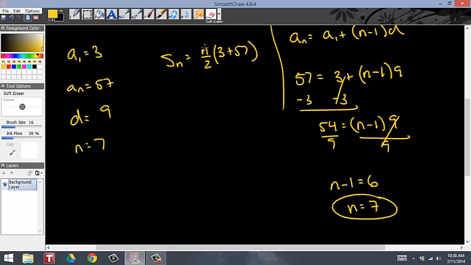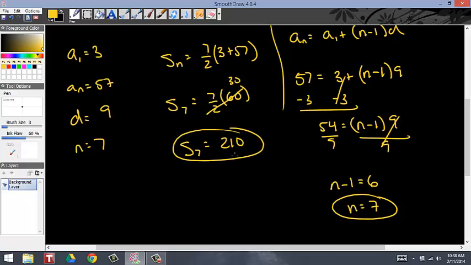Now that I've found n, I can pump that into here. So let's erase this and put a 7. That makes the problem a little more manageable. So S sub 7 is going to be 7 over 2 times 60. Those are going to go away. You get a 30. So what does S sub 7 equal? 210.